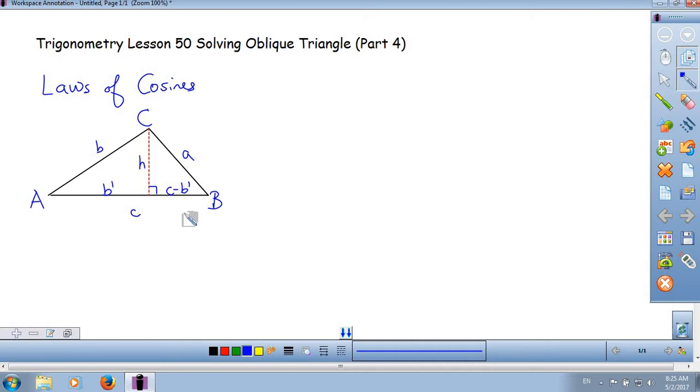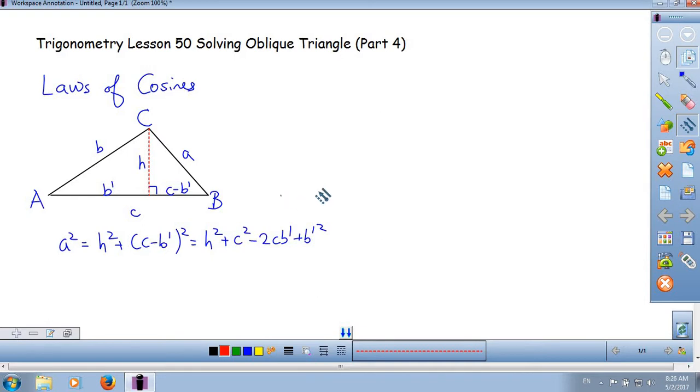Alright, so let's take a look at the situation here. Now you see in this right triangle, on the right-hand side here, if we write a squared, this is the Pythagorean theorem, right? There's the right triangle, so we can write the Pythagorean theorem. So a squared is equal to h squared plus (c minus b prime) quantity squared, which is coming from this right triangle. And I can expand this out to become h squared plus c squared minus 2cb prime plus b prime squared. So this is expanding (c minus b prime) quantity squared.